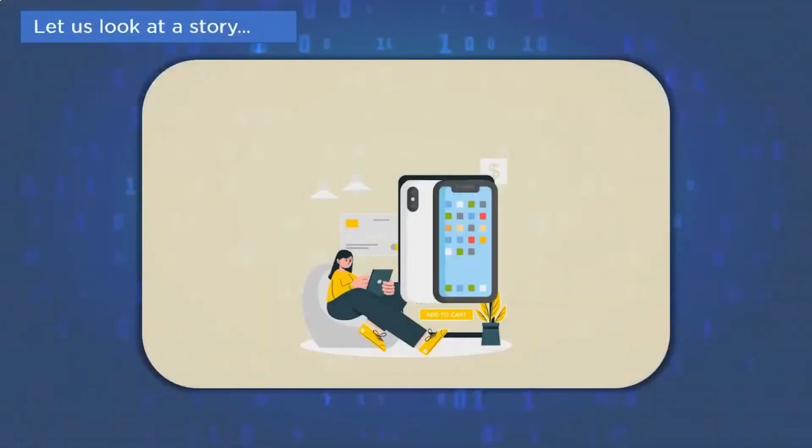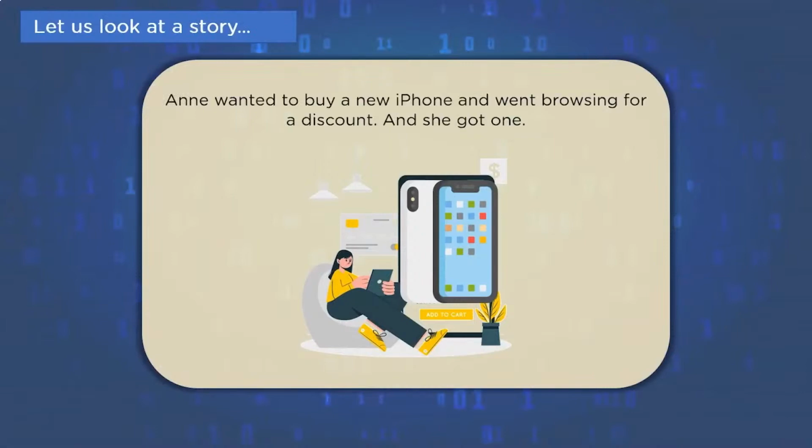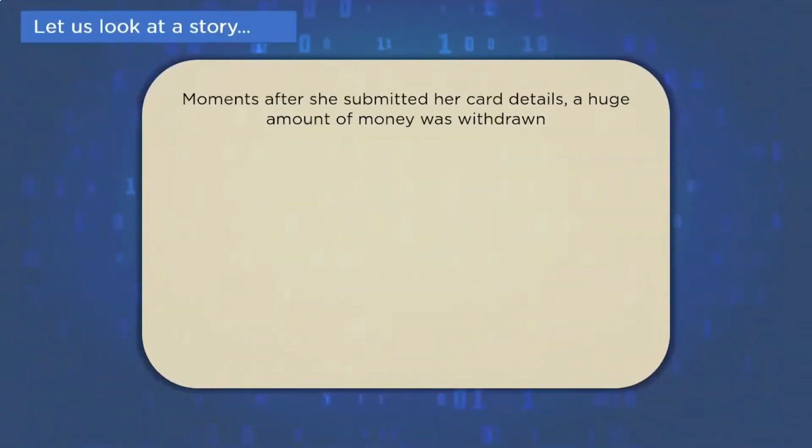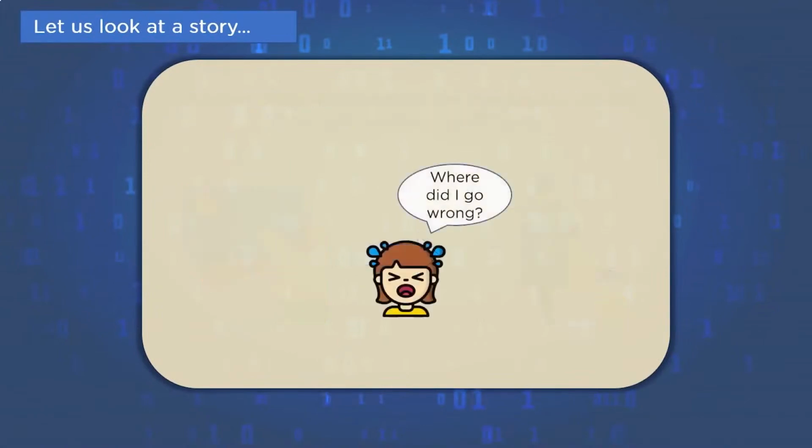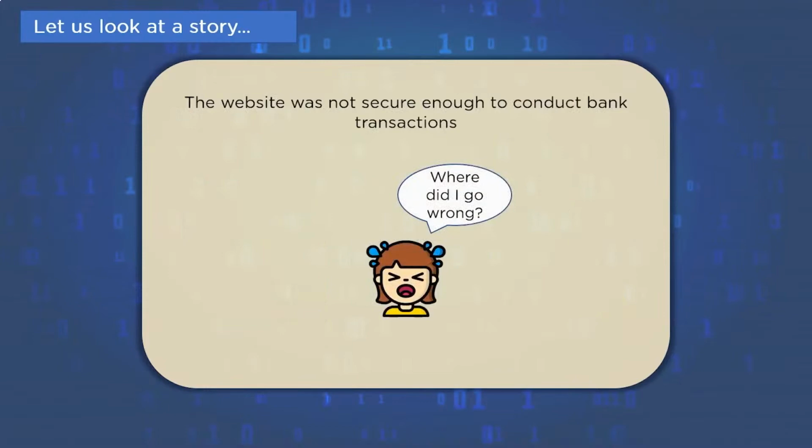So here's a story to help you understand cryptography. Meet Anne. Anne wanted to look for a decent discount on the latest iPhone. She started searching on the internet and found a rather shady website that offered a 50% discount on the first purchase. Once Anne submitted her payment details, a huge chunk of money was withdrawn from her bank account just moments after.